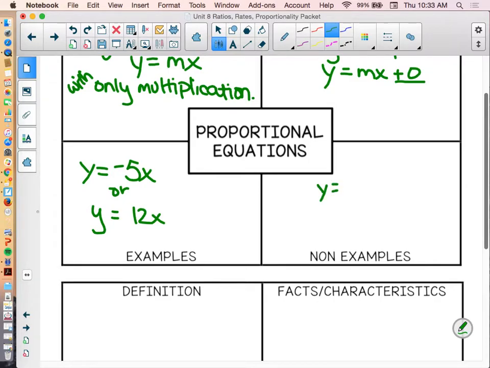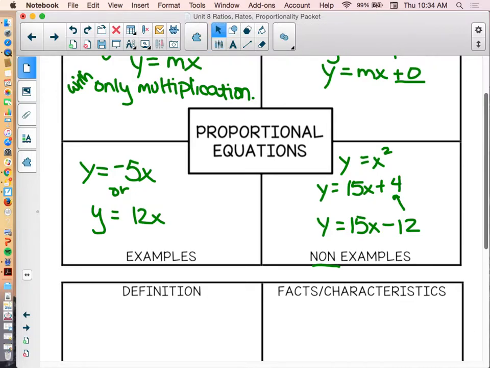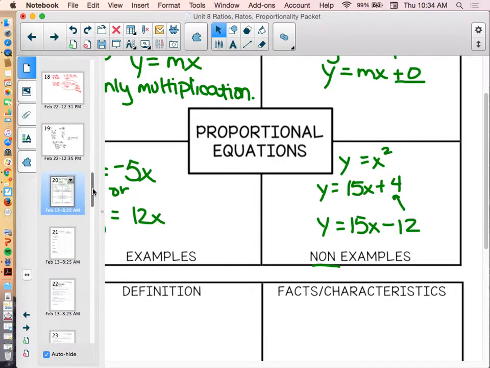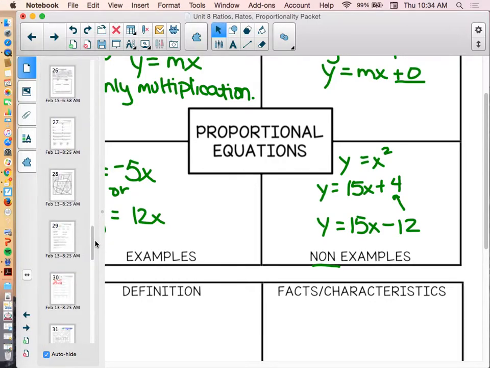Non-examples would be y equals 15x plus 4. Because of this plus 4, that means it doesn't go through the origin and it's not proportional. Otherwise, it could have y equals 15x minus 12. Any number being added or subtracted is not proportional. Or it could even be an x squared or a crazy x cubed equation. So those are non-examples. If we look ahead to the homework, we'll get an idea of how this is going to play out when you're practicing.